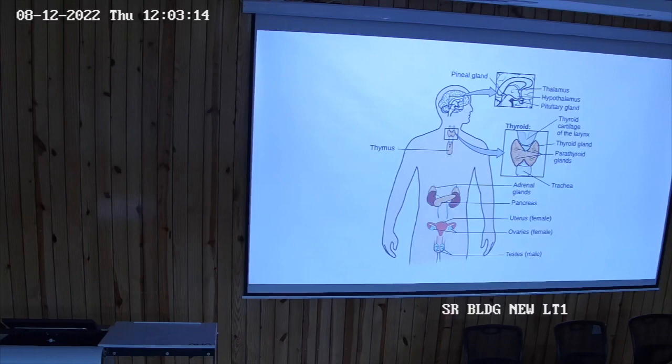So all these glands secrete hormones, and as I told you, the hormones are released into the bloodstream and circulate through the bloodstream to different parts of the body. But there is one gland which does not secrete the hormone directly into the bloodstream. No doubt it secretes the hormone, but that hormone is first collected and stored in the gland, and on requirement of the body, it releases the hormone into the bloodstream.